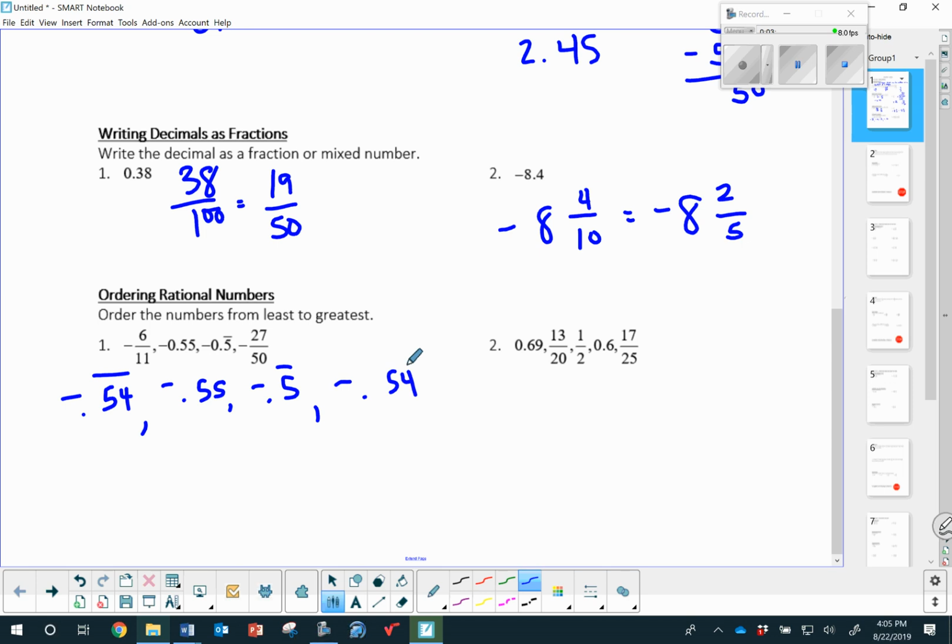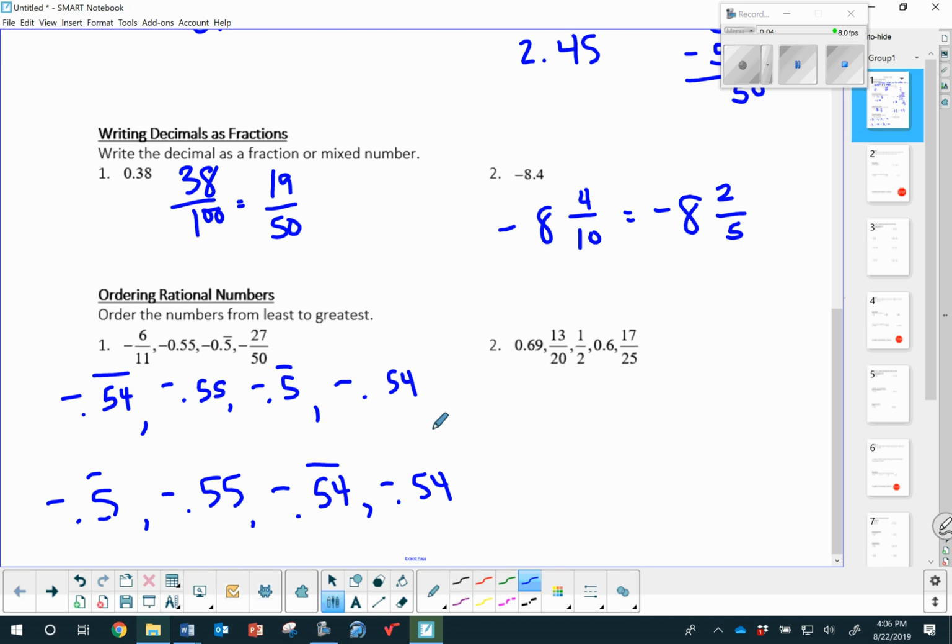If we put them in order, this one can be tricky because they're so close. But we're going from least to greatest. So when we think about a negative, right, the bigger the number means that it's actually the least. So this 5 is going to repeat forever, which means it's bigger than this 5. So -0.5 repeating is our least, then -0.55, then -0.54 repeating, then -0.54.